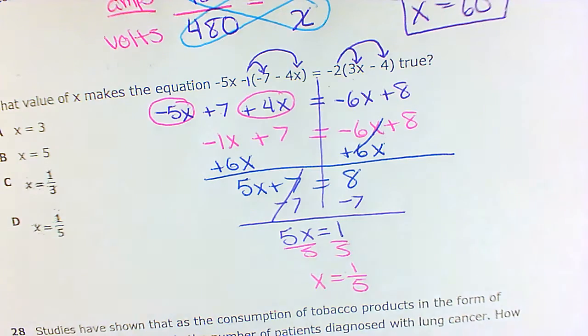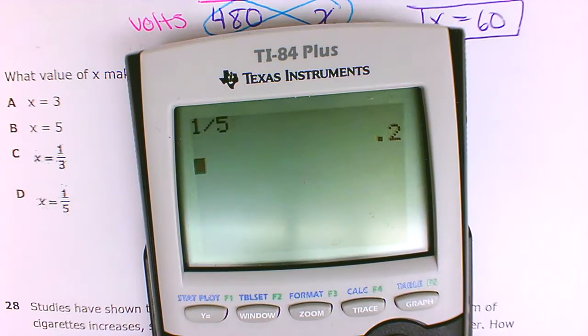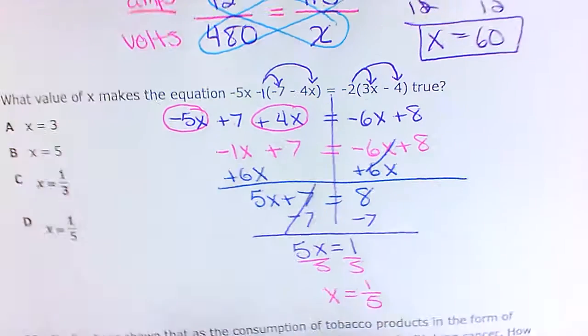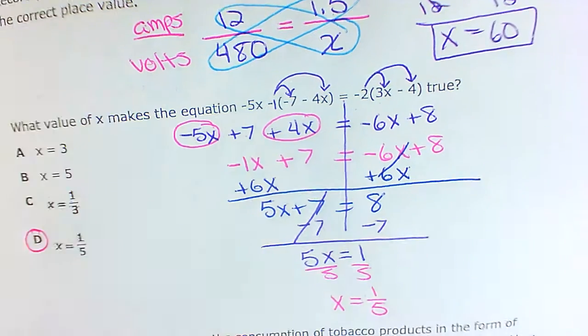Now, if you had typed that into your calculator and did 1 divided by 5, you would have got this decimal. Remember, you can press math, enter, enter. That's how I know it's actually 1/5. So my answer would be D.